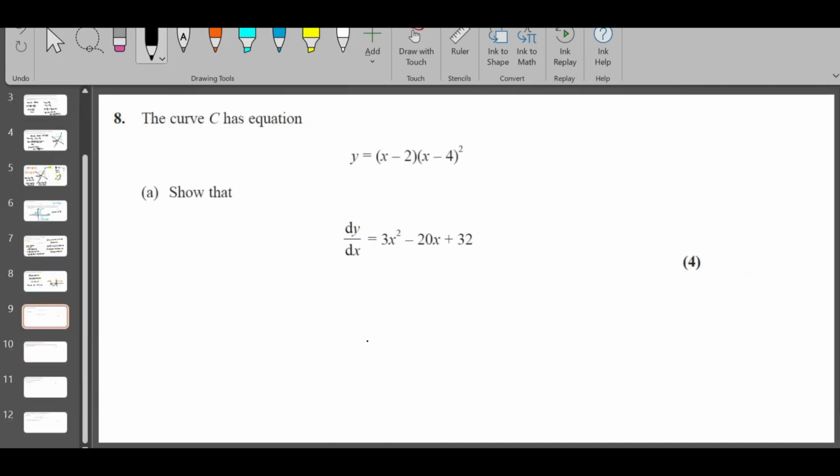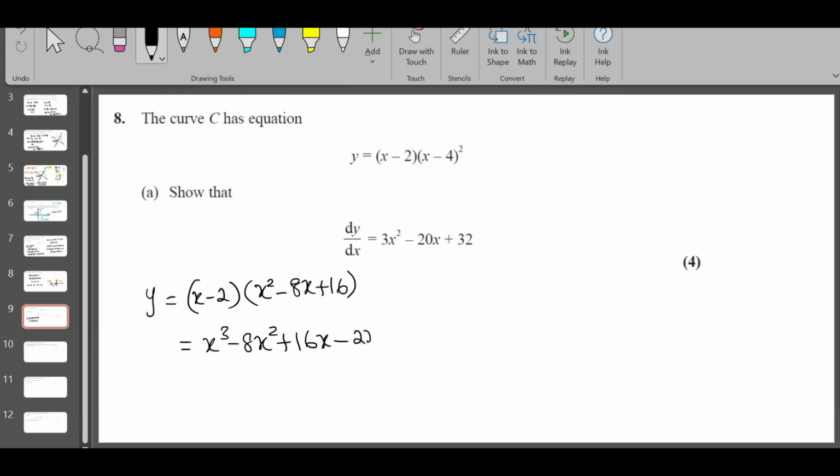Question number 8. We have a curve given. Show that dy by dx is this. Okay. You have to expand it. So y is equal to x minus 2 times, expand this, x square minus 8x plus 4 square. Expand the bracket again. Take x and multiply everything.